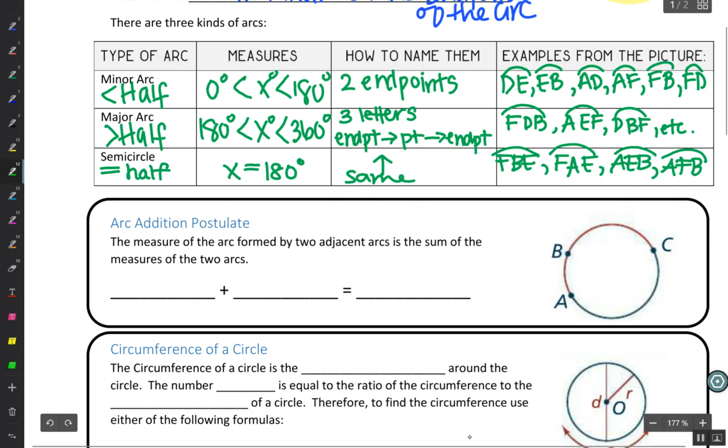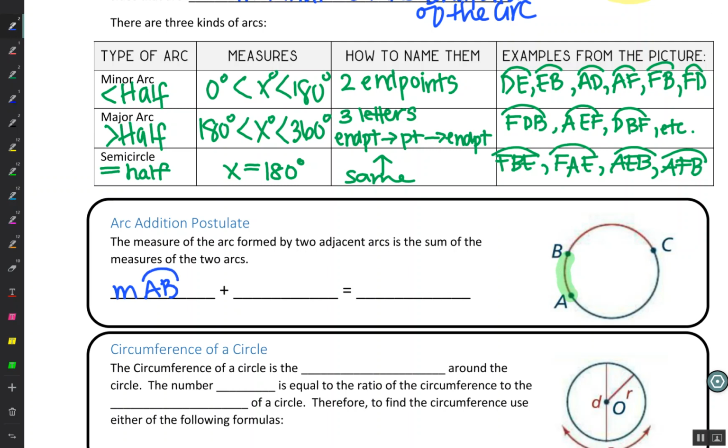Basically what we have here is, let's say we have an arc AB, and to name the measurement of the arc, just like with angles, we put an M in front of it. So the measure of arc AB, and we put this little arc over it, in case you didn't catch that when we were talking about the name of it, you put a little curvy arc over it.